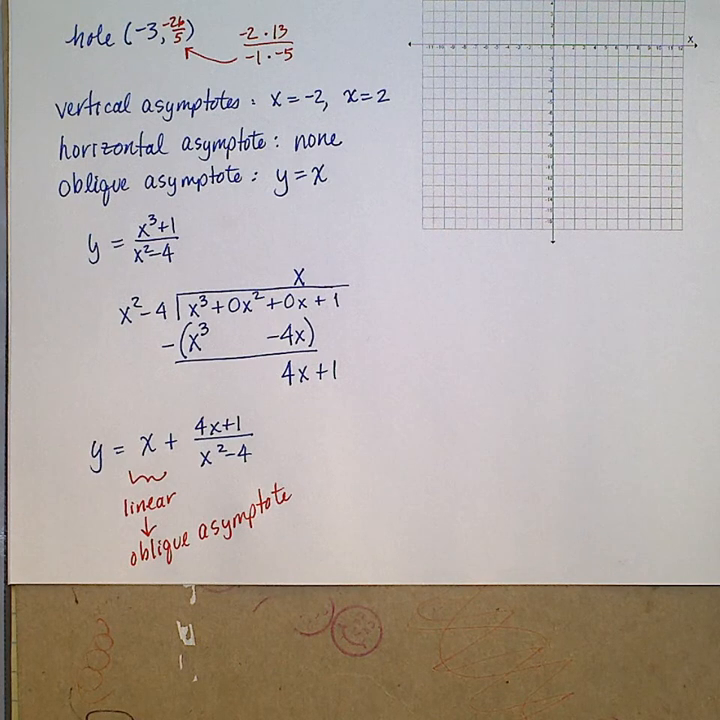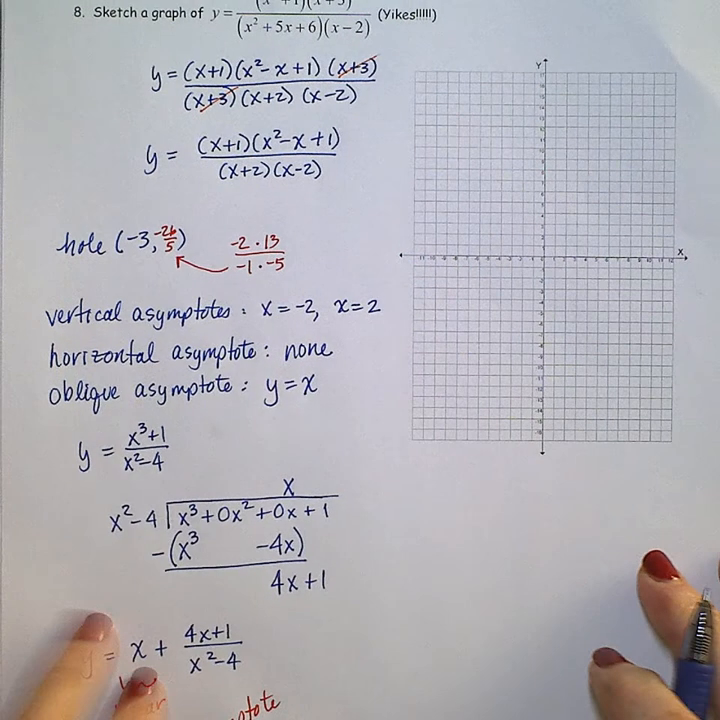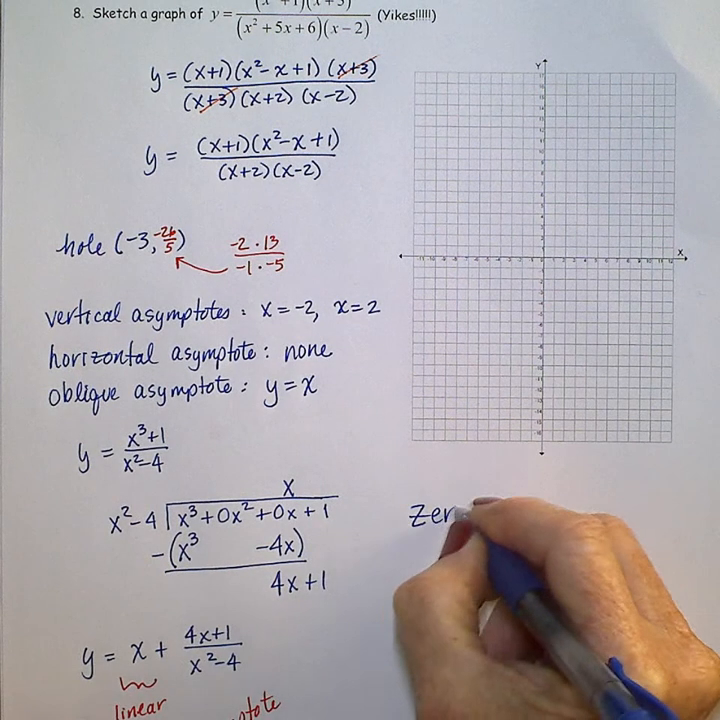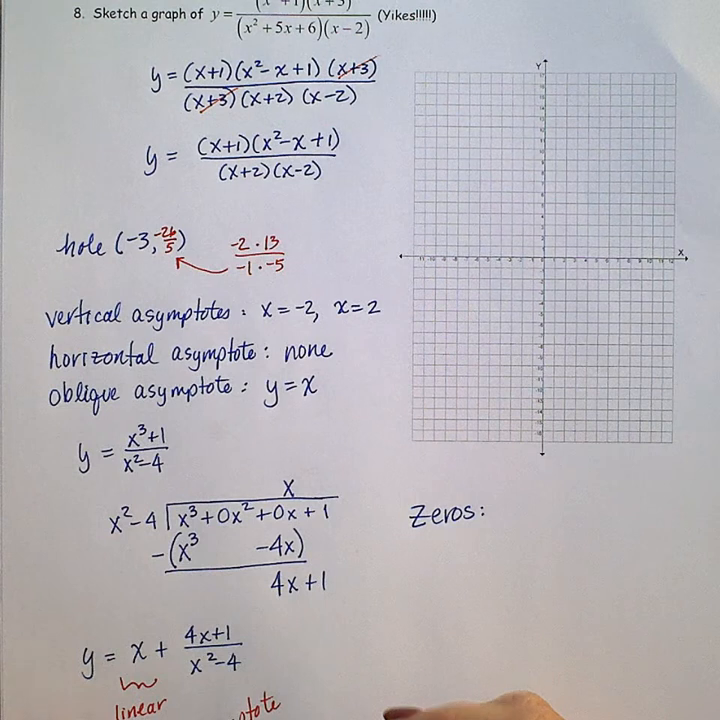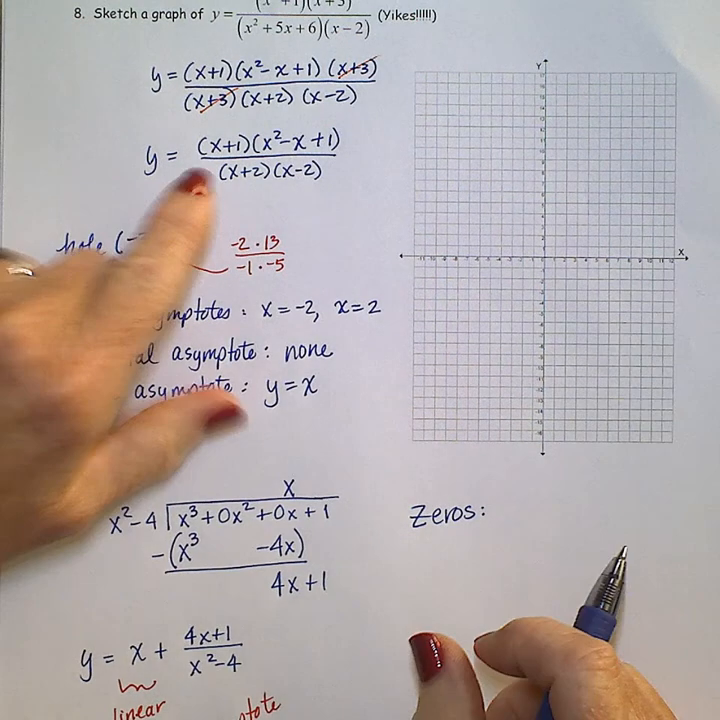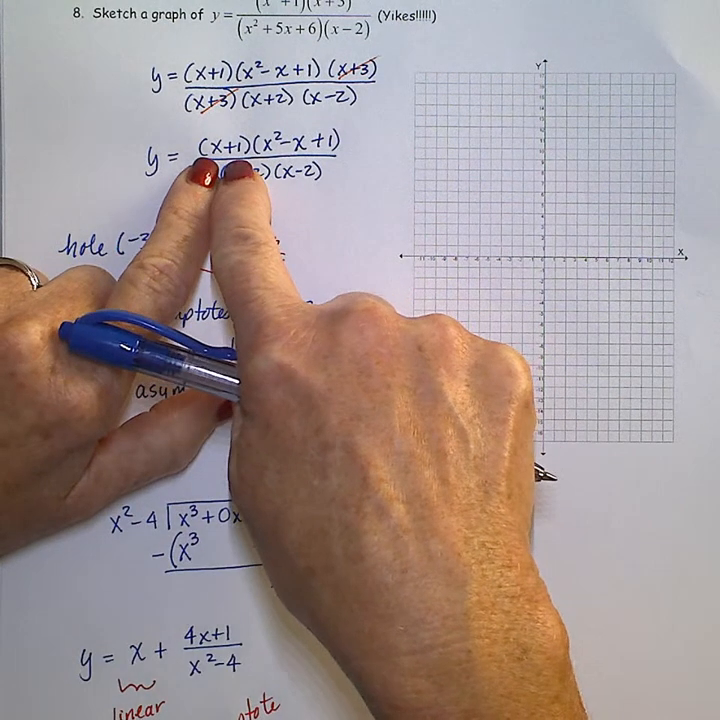All right, a couple more things that we need to find to graph this. What else do we need to find that's going to help us graph this? Zeros. And Matt, how do you find zeros? Okay, zeros of the numerator. So x plus 1, what's that 0? Negative 1.